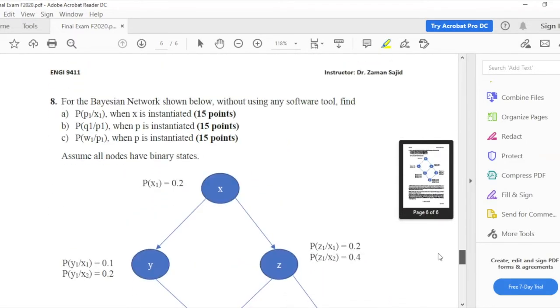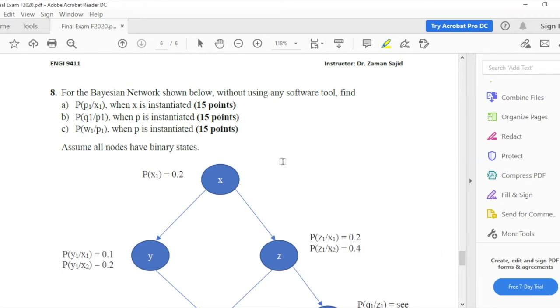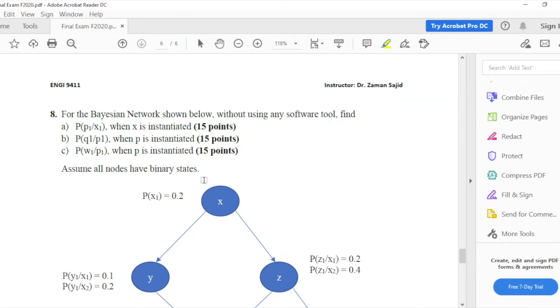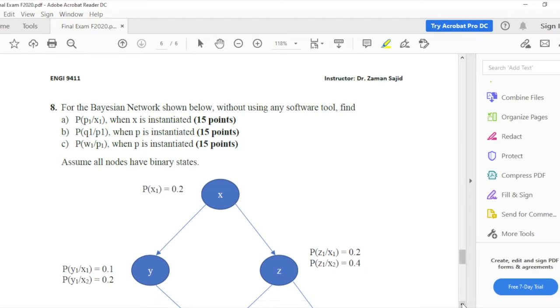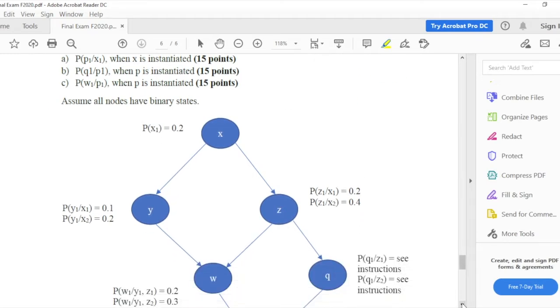It is saying that for the Bayesian network shown below, without using any software tool, find the probability of P1 given that x1, when X is instantiated. Find the probability of Q1 given that P1 when P is instantiated, and find the probability of W1 given that P1 when P is instantiated. Assume all nodes have binary states, so this means they will be in the states of 1 and 2. So this is the network which was given in the exam.